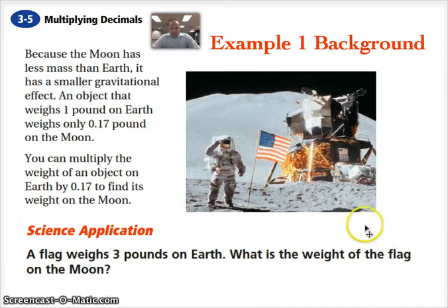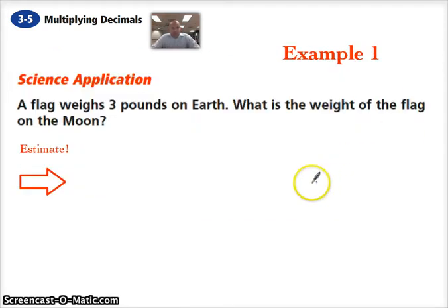So on the next slide, we're going to take what they've given to us. That is the information that 1 pound on Earth is equivalent to 17/100ths pounds on the moon. And we're going to solve this problem. This particular sentence right here tells us that you can multiply the weight of an object on Earth by 17/100ths. And so we're going to use that information on the next slide.